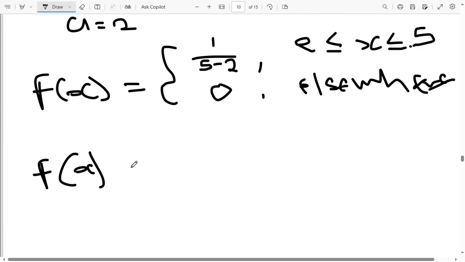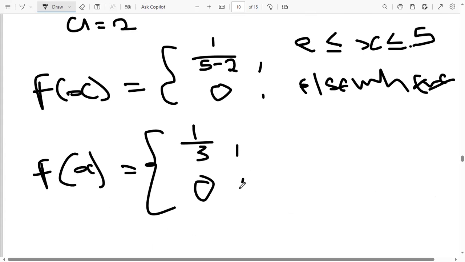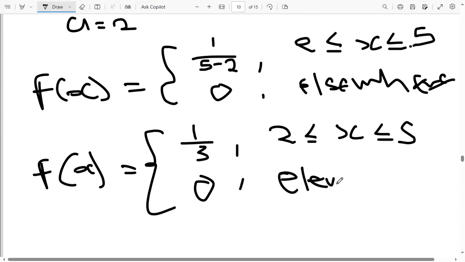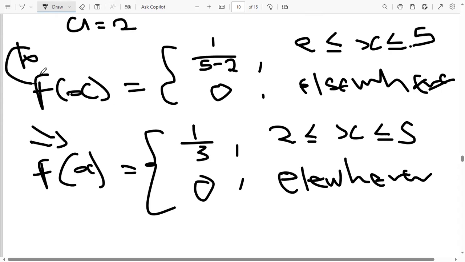We can go further and simplify this. We are just going to have 1 over 3 for x from 2 all the way up to 5, the values that it will take, and then it will be 0 elsewhere, apart from this interval. So this one here is our PDF. So we've answered the b question there.